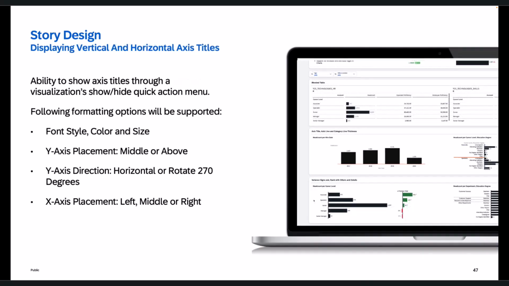The next innovation that we have presented is displaying the axis titles. By default, the axis titles are switched off, but users have an option to show or hide a y-axis title and x-axis title using the quick action menu. Users have additional formatting options like font style, color, and size of the axis title.